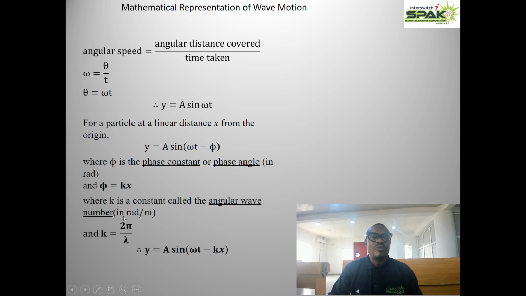The unit for the angular wave number is radians per meter. Don't forget that for your angular velocity, the unit is radians per second. Your angular wave number k is equal to 2 pi over lambda. So this is the constant. The 2 pi has unit radians, and your lambda has unit meter, so it is radians per meter. Take note of this when you come across it: the unit for angular speed and the unit for angular wave number.